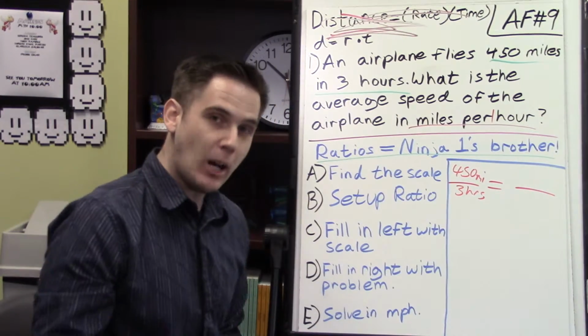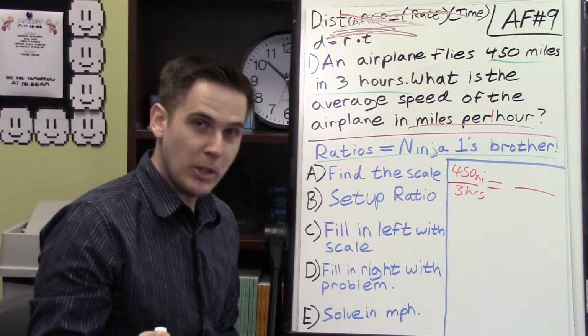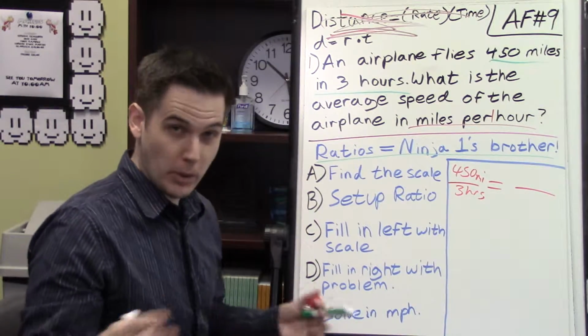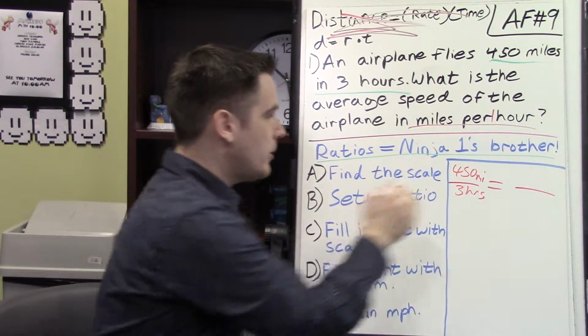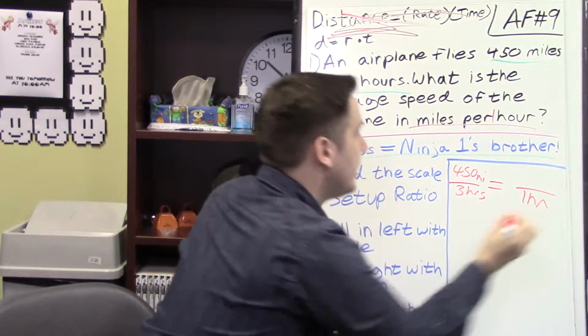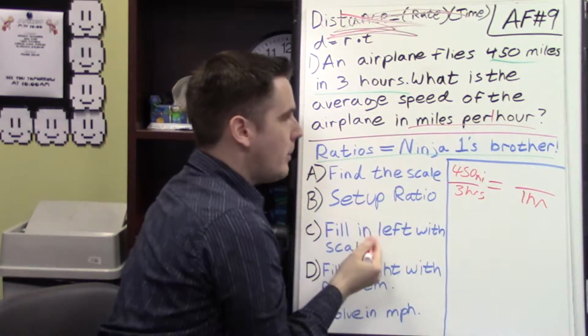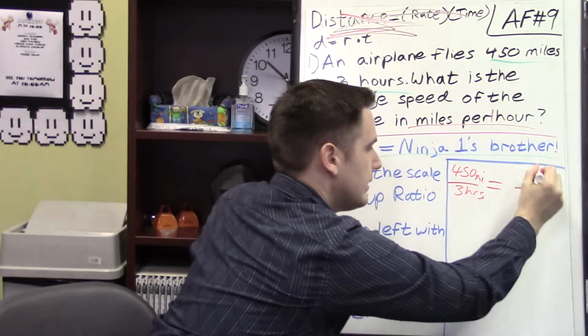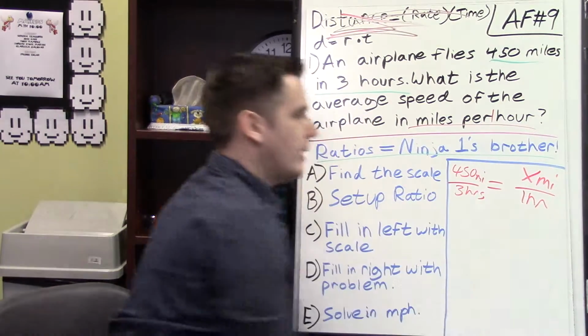When you see per hour, that means per 1 hour, right? That means you can go 60 miles in 1 hour, if you're going 60 miles per hour. So, 1 hour, and, well, we don't know the miles. The miles you can't assume. And we've got our ratio.